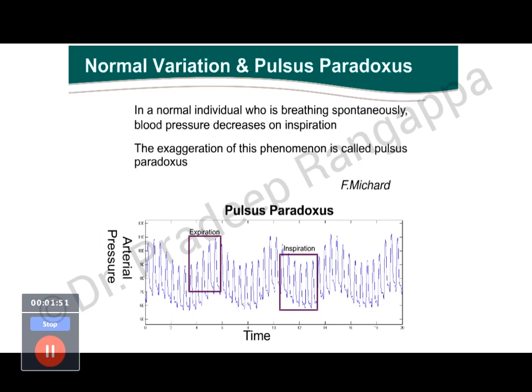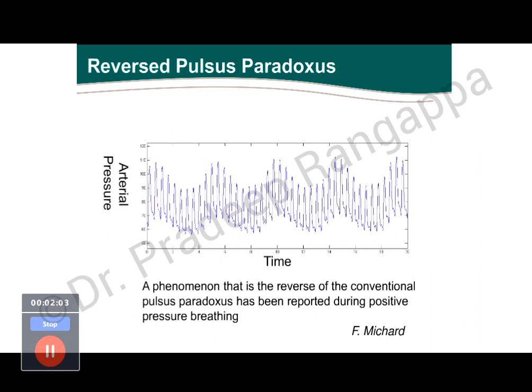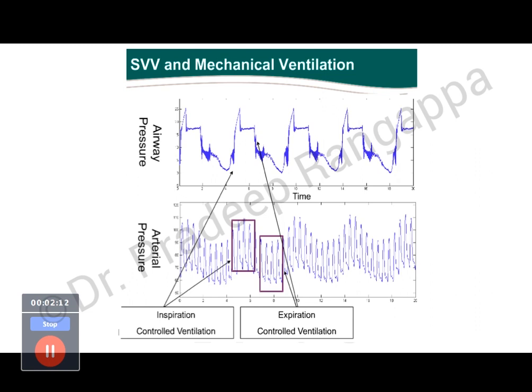The opposite of this is what happens in mechanically ventilated patients, where during inspiration the blood pressure goes up and during expiration the blood pressure comes down. This is the reverse pulsus paradoxus that we see in mechanically ventilated patients. So quantifying this variability of the changes in blood pressure during inspiration and expiration constitutes stroke volume variation.